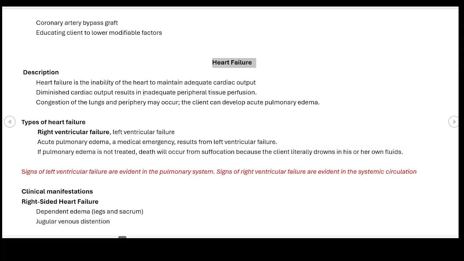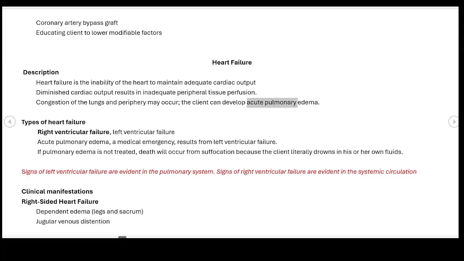The diminished cardiac output results in inadequate peripheral perfusion, which means that we will not get enough oxygen to the extremities, especially to our hands and legs. Congestion in the lungs and periphery may occur. So when you have congestion in your lungs, especially when you have a heart failure and blood is not flowing, the blood that is coming back to the heart after oxygenation, which is going to be the left side, there'll be congestion in there. And then we also have problems with the periphery, where blood is returning to the heart, they are not able to, and so the person will be having edema. So the person can develop pulmonary edema or pulmonary congestion when the heart is failing.